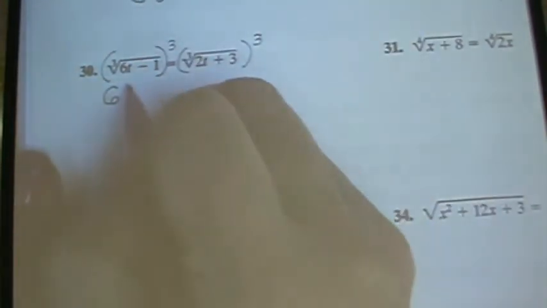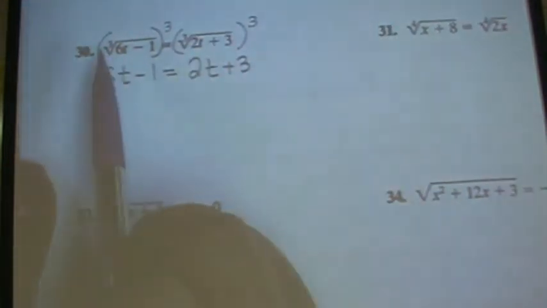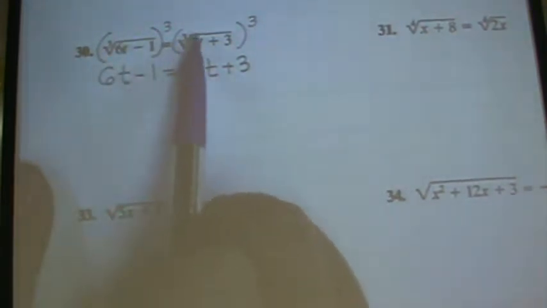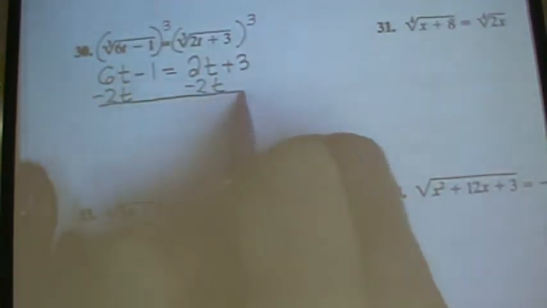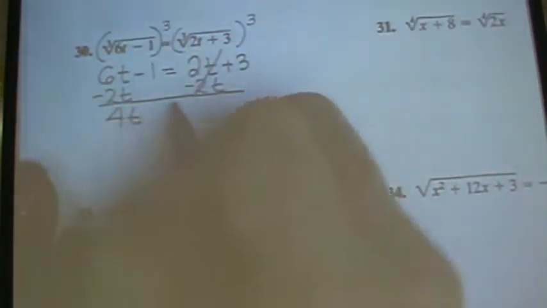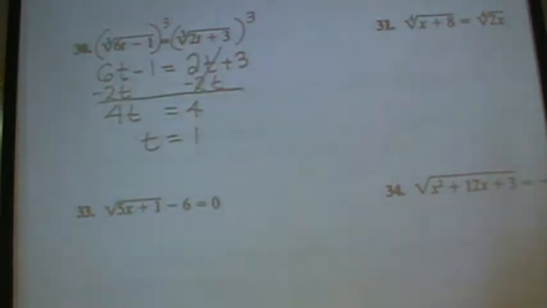Number 30. Because these are both cube roots, if you cube both sides, you simply get 6t. So basically you're removing this radical and this radical because you're cubing both sides. So subtract 2t, add 1, and t is equal to 1. And you're going to want to check your answers. It works.